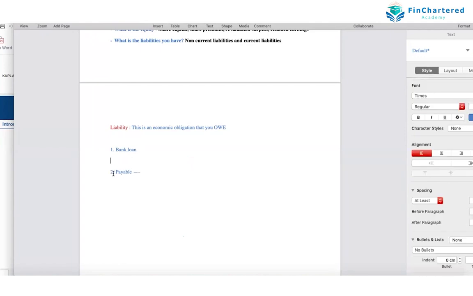And that type of liability, what is it called? Any guesses? A liability that needs to be settled within 1 year. What type of a liability is it? We just said, yes, Kshitij. That's right. Current liability. So a current liability is a liability that needs to be paid within 1 year. For example, a payable.